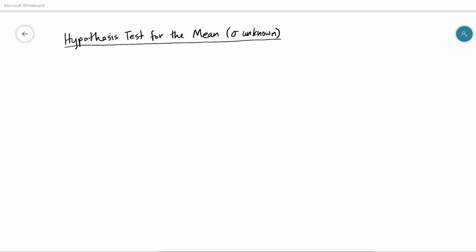There's going to be two approaches to a hypothesis test, and we're going to cover both of them here. So there are two methods to conduct one of these tests.